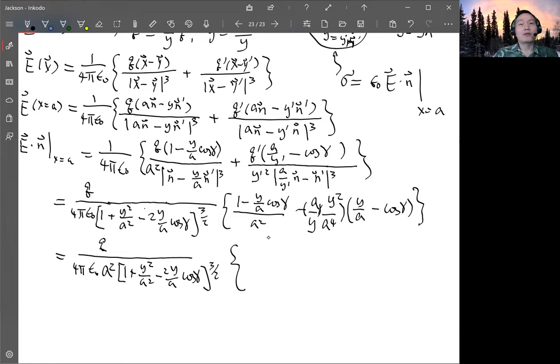Okay, so what is left is 1 minus y squared over a squared. And then you have these two factors that depend on cosine gamma. So what you have is y over a cosine gamma. Because you cancel with one factor, you get a squared out, so y over a cosine gamma, but this is a plus sign, so the two terms cancel.